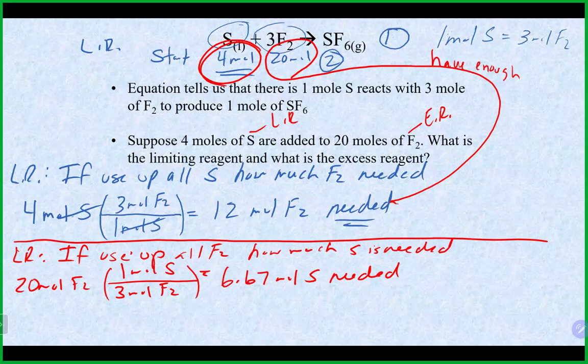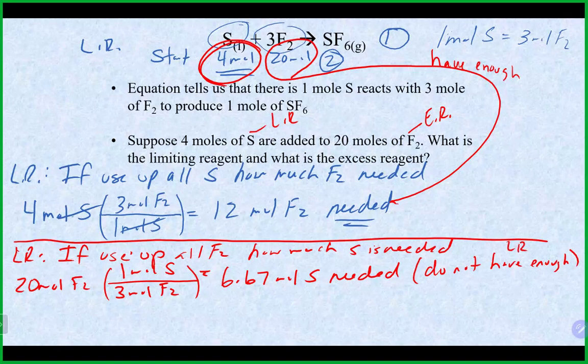So you could choose either reactant and do this type of calculation to figure out how much of the other reactant you need to use it completely up. And if you have enough, then it's the excess reagent. If you do not have enough, then it is the limiting reagent. Any questions on that there? Okay. So obviously here, we do not have enough, so it is our limiting reagent.